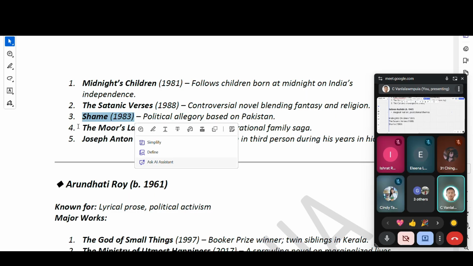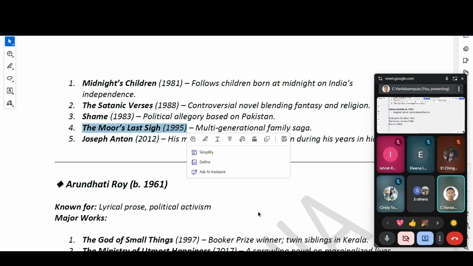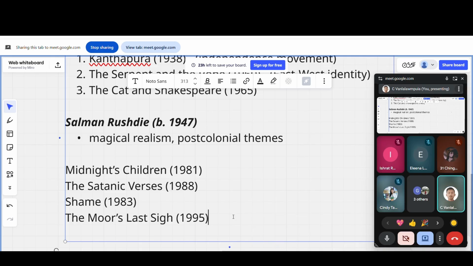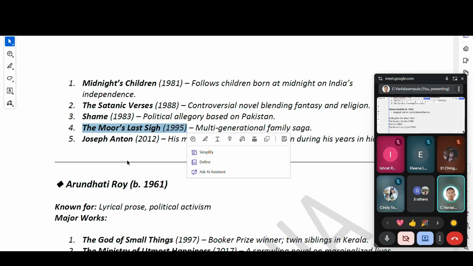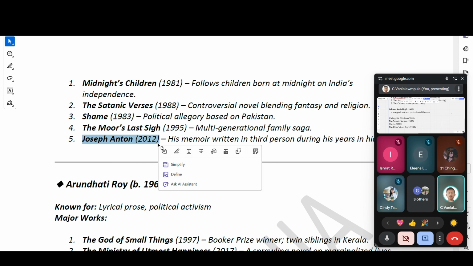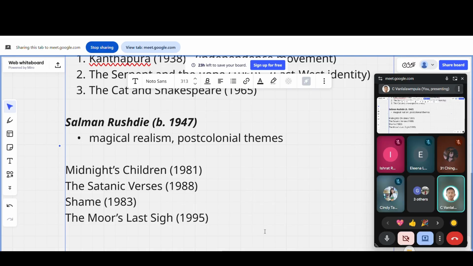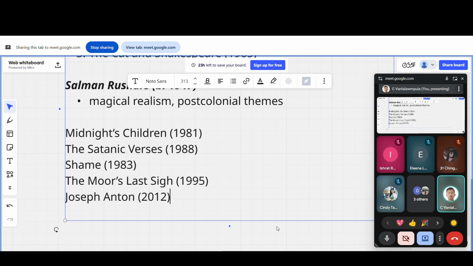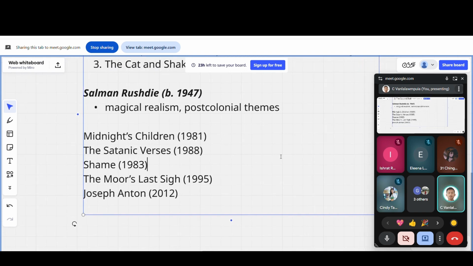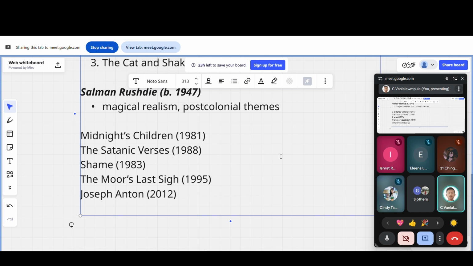And next should be The Moor's Last Sigh. And a recent one is Joseph Anton, 2012. He got his eye stabbed recently. Okay, he was attacked by some guy, so he's already blind in one eye. Salman Rushdie, born 1947. It's so important to write like this, to know the names of the works, to know the year of publication. This will help you a lot. Trust me. Okay, just trust me. It will help you a lot.